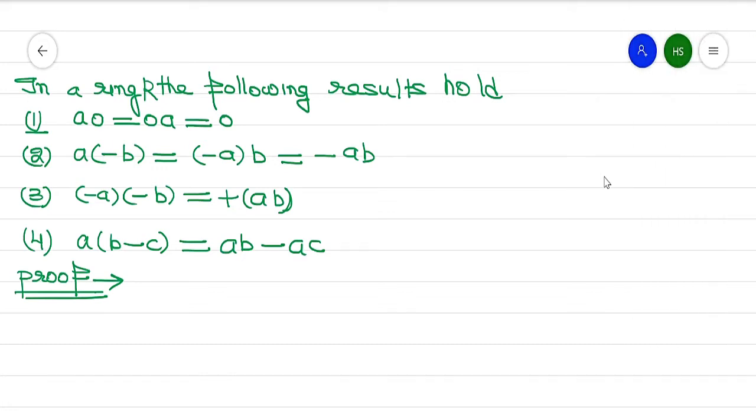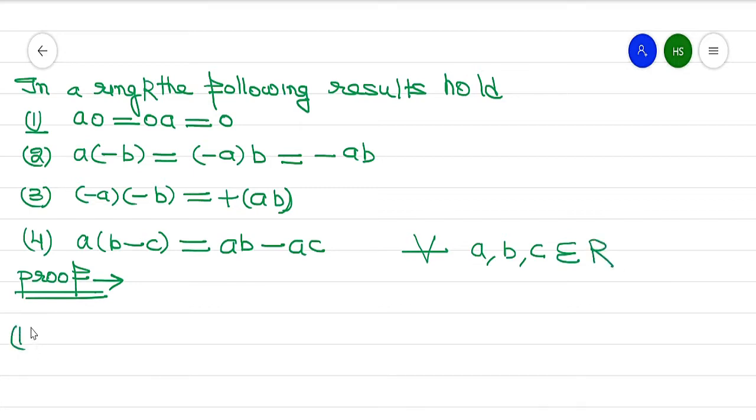In this lecture we will discuss the properties of the ring. In the first property, a into 0, which is equal to 0 into a, is equal to 0. a into minus b is equal to minus a into b, which is equal to minus ab. Minus a into minus b is equal to ab. a into (b minus c) is equal to ab minus ac. This will hold for every a, b, c, elements belonging to ring R.